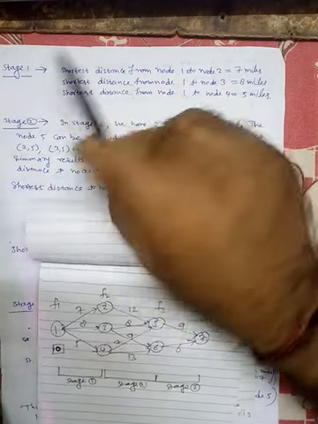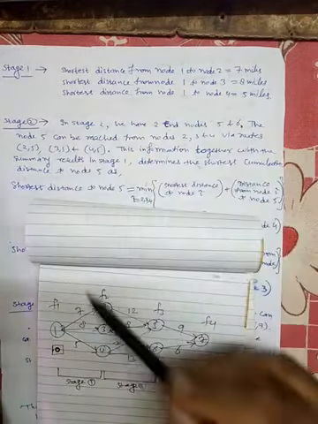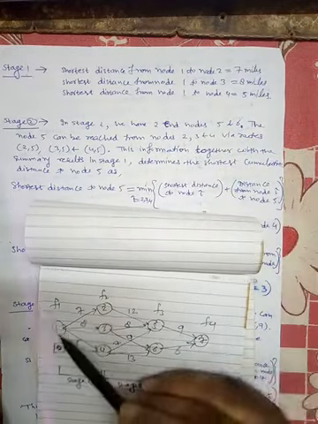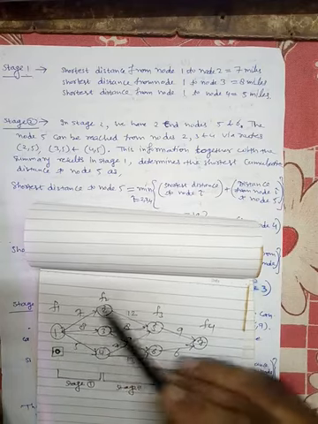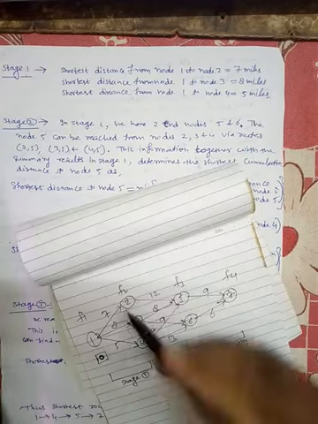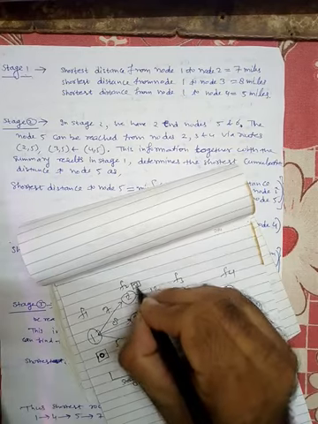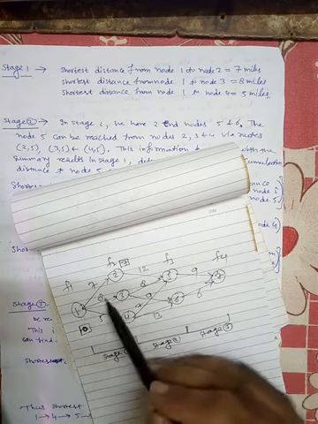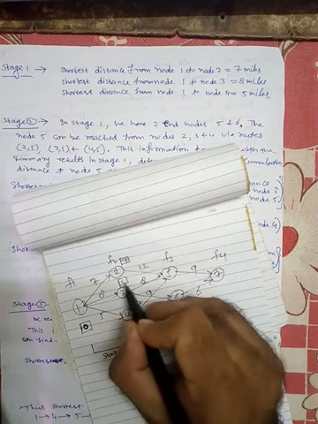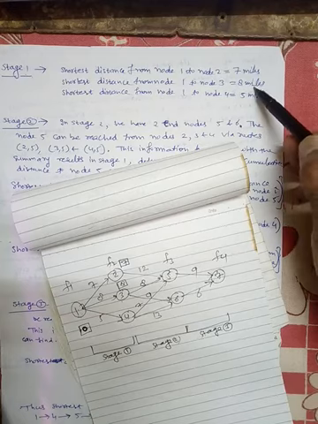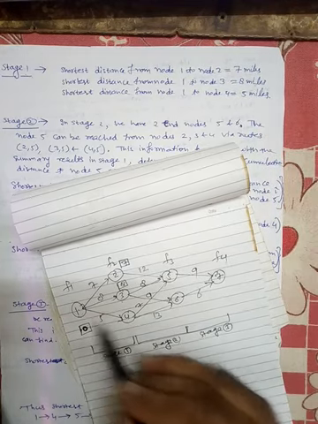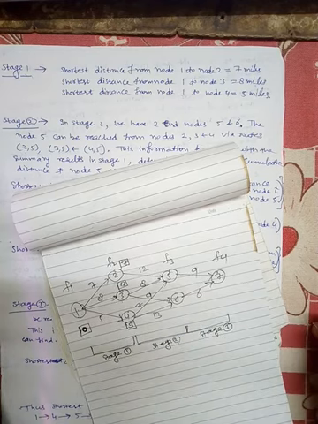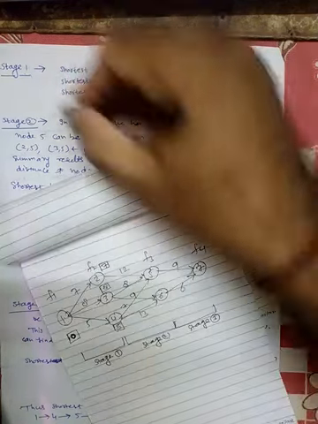Now stage 1 means we are discussing this. So the shortest distance from node 1 to node 2 is 7. From here to here, what is the shortest distance? We have only one path and 7 is the distance. And hence we can write here in the box 7. Now from here to here, we have only a single path and the shortest distance is 8, so write down here 8. Now from here to here, the shortest distance is 5 only, so write down here 5 in the box. Fine. So stage 1 is over.